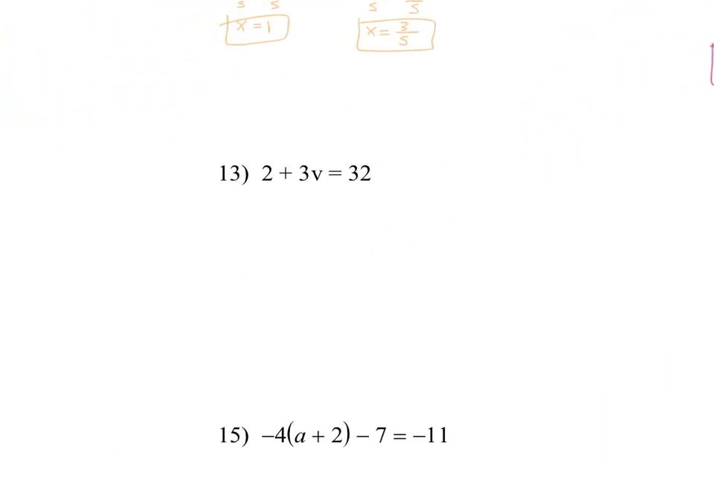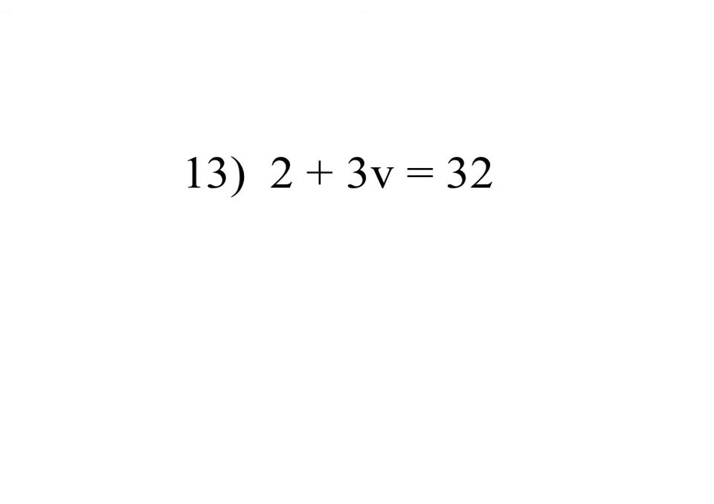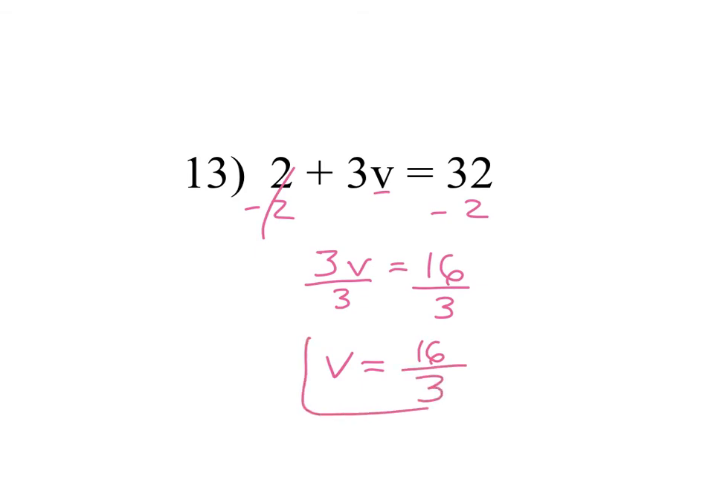Okay, 13. We're almost done, guys. What do we need to do to solve for v? Before we divide, what should we do first? Subtract 2. Remember, when we're solving for a variable, we have to do PEMDAS, but backwards. So we subtract first. We have 3v is equal to 16. We divide both sides by 3, so v is equal to 16 over 3. If there are fractions on the test, I'll say just leave it in improper fraction form. So you just leave it like this.